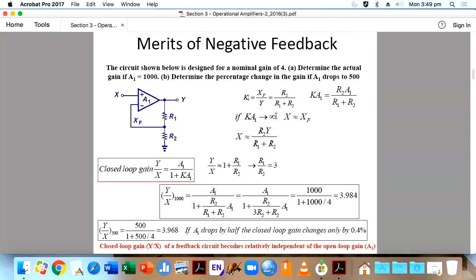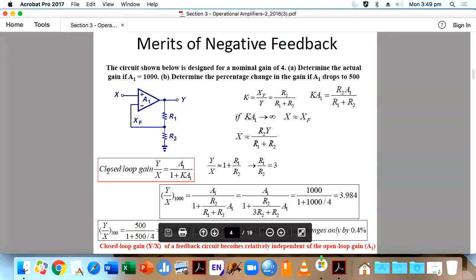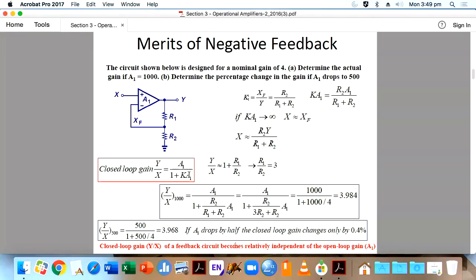So if K tends to infinity, X equals XF, which we already studied, because if this operational amplifier's A1 is very large, then the operational amplifier will make sure that the non-inverting voltage is equal to the inverting voltage. So you can say X equals XF, which is equal to R2 into Y by R1 plus R2. And then the closed loop gain, which we already discussed, is A1 by 1 plus K into A1, the standard equation, which is equal to Y by X. You can derive Y by X equal to 1 plus R1 by R2, which we already derived in the previous slide. And then in order to get gain 4, you need R1 by R2 ratio equal to 3.